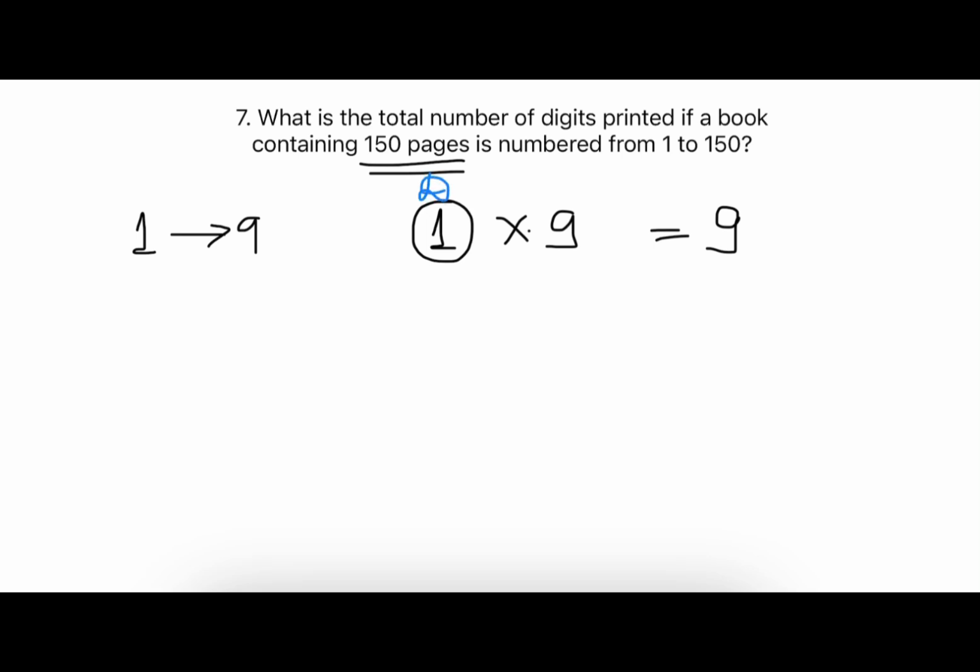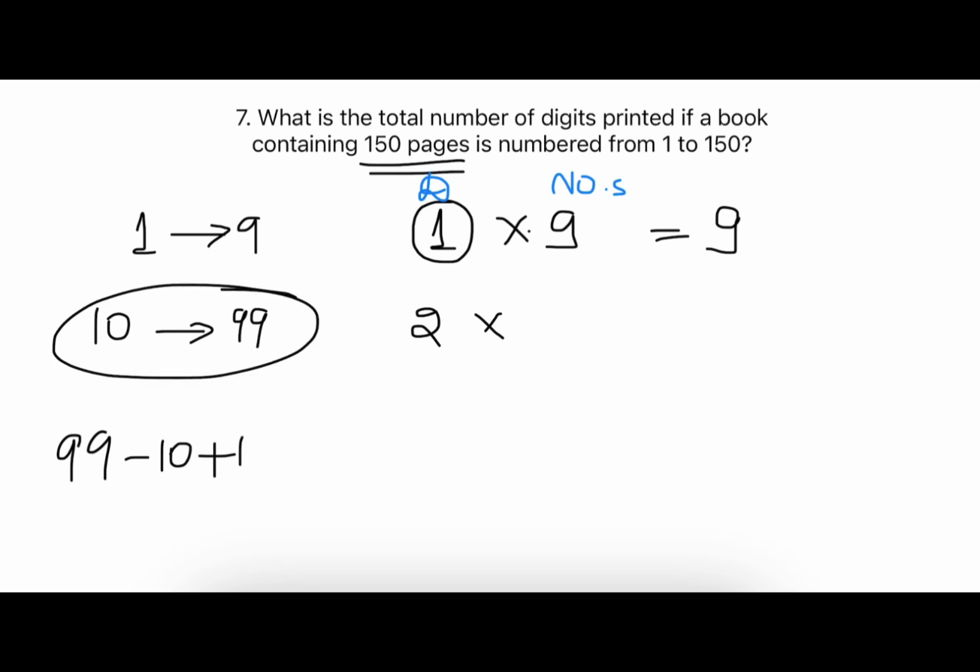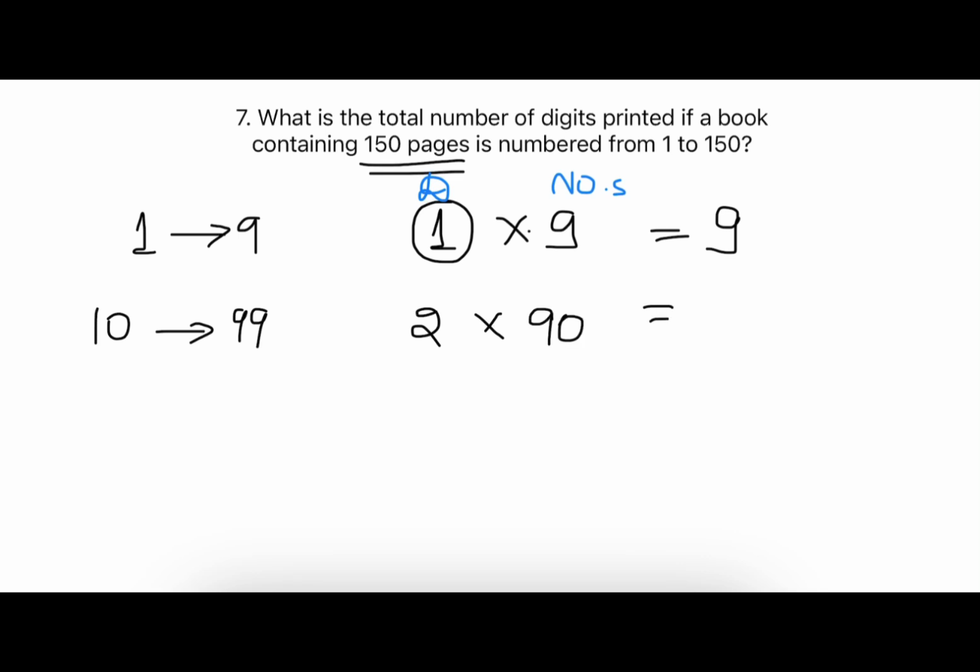So let us write how many digits are there here and how many such numbers are there over here to avoid the confusion. Now, from page number 10 all the way up to page number 99, how many digits are there? It's a 2-digit number all the way from 10 to 99. How many such numbers are there? Here we should not make a mistake. Many students tend to make a mistake over here. All we have to do is 99 minus 10 plus 1. We are supposed to count it. So therefore this becomes 2 into 90, because 99 minus 10 is 89, and 89 plus 1 is 90. How many digits are printed? 180 digits are printed.